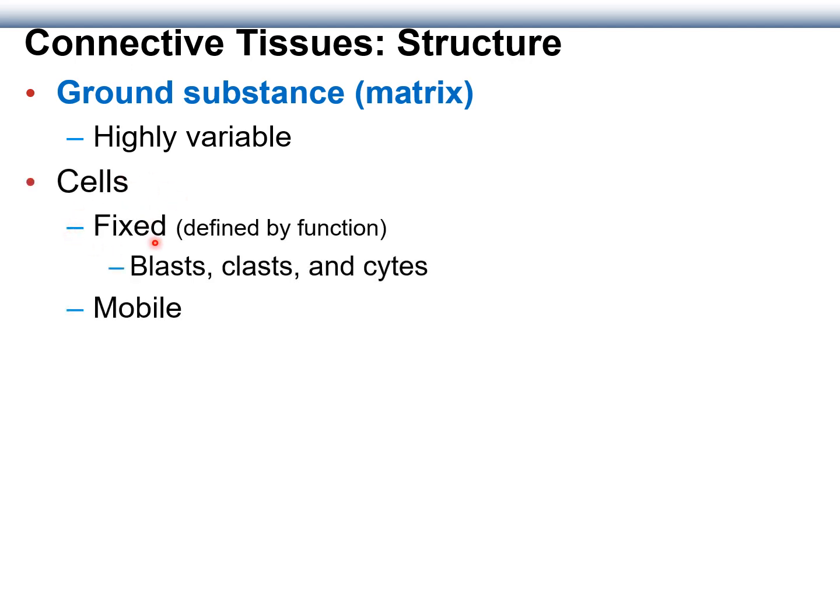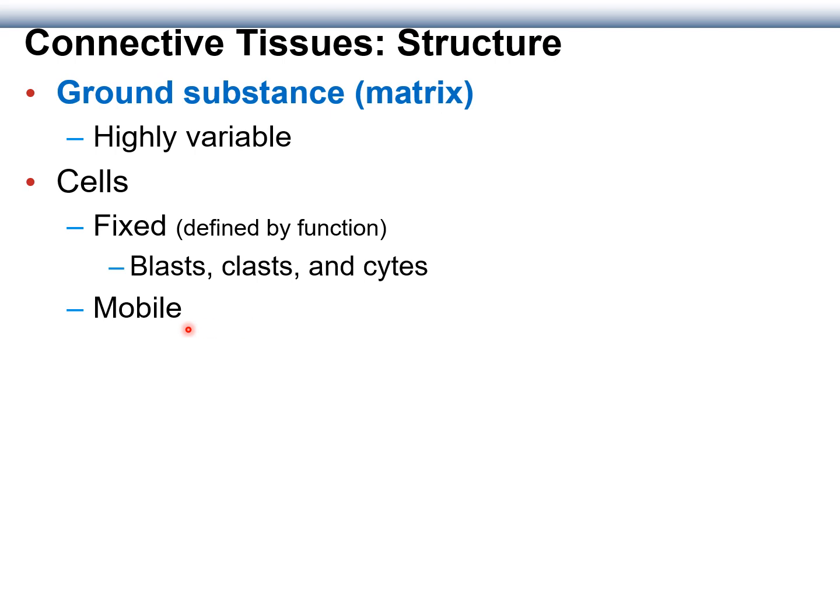The cells are generally fixed, though there are exceptions, like for instance blood is often lumped into connective tissue. Those cells aren't fixed at all. But if they are fixed, we often refer to them as things like blasts if they're making more of that extracellular matrix, or clasts if they're breaking down extracellular matrix, and or just generalized cells we call cytes that are neither depositing nor absorbing extracellular material. Cells can be mobile, so we don't usually call things blasts and so forth.